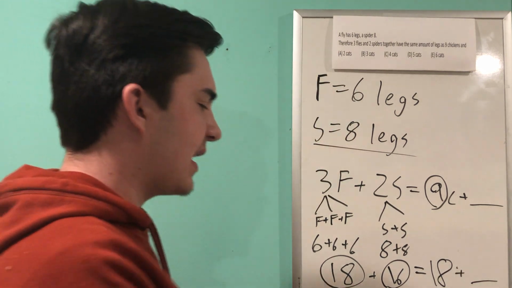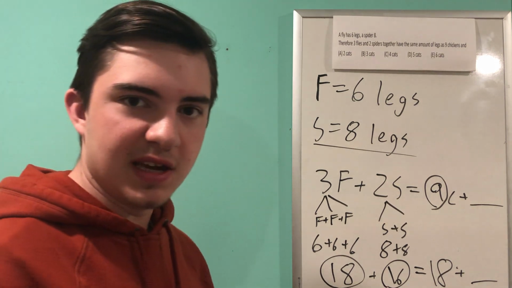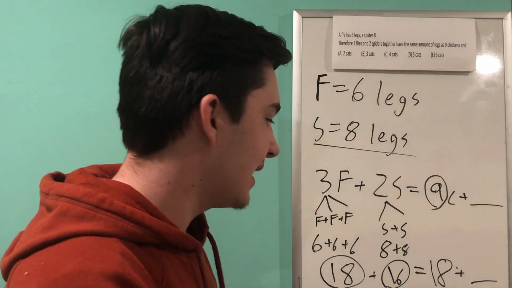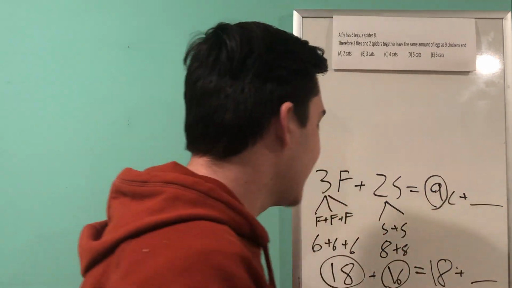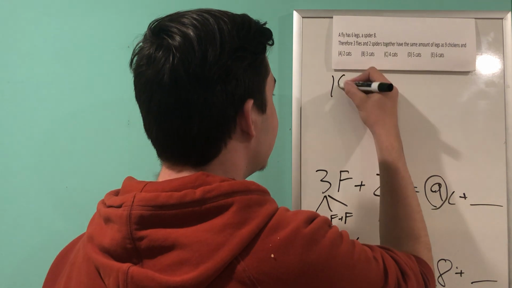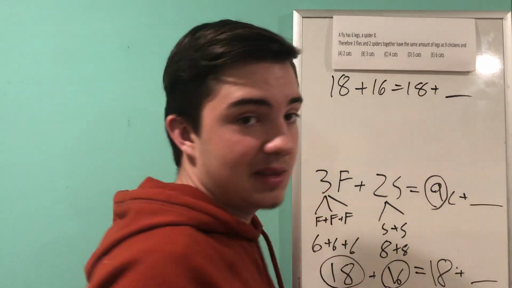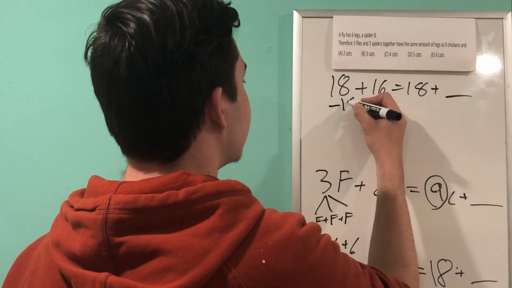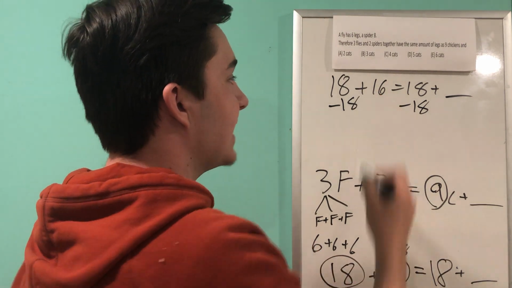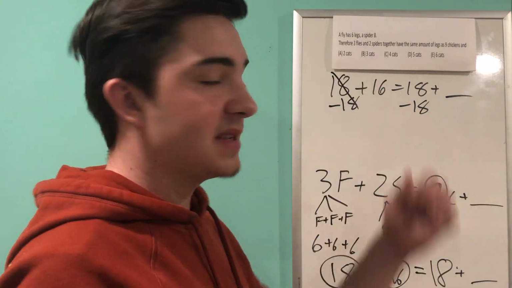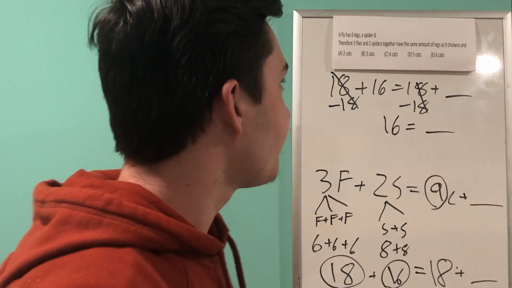Now, wait a second. Look what we have here. We have 18 and we have 18. Can we get rid of those 18s? Well, we can, and I'll show you how. So we do that by subtracting. So we'll have 18 plus 16 is equal to 18 plus the answer, right? So let's subtract 18. We took 18 away from both sides, right? What's 18 minus 18? 0. What's 18 minus 18? 0. So now we have 16 is equal to that number.